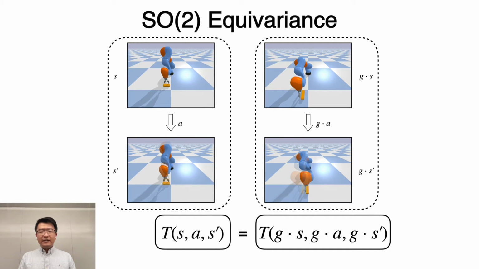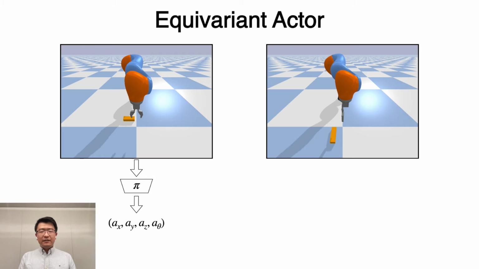In particular, the transition function in this problem satisfies an invariant equation. When the rotation G is applied to both the state and the action, the transition probability won't change. A similar invariant property applies to the reward function. In this work, we leverage such symmetry to improve the sample efficiency in reinforcement learning.